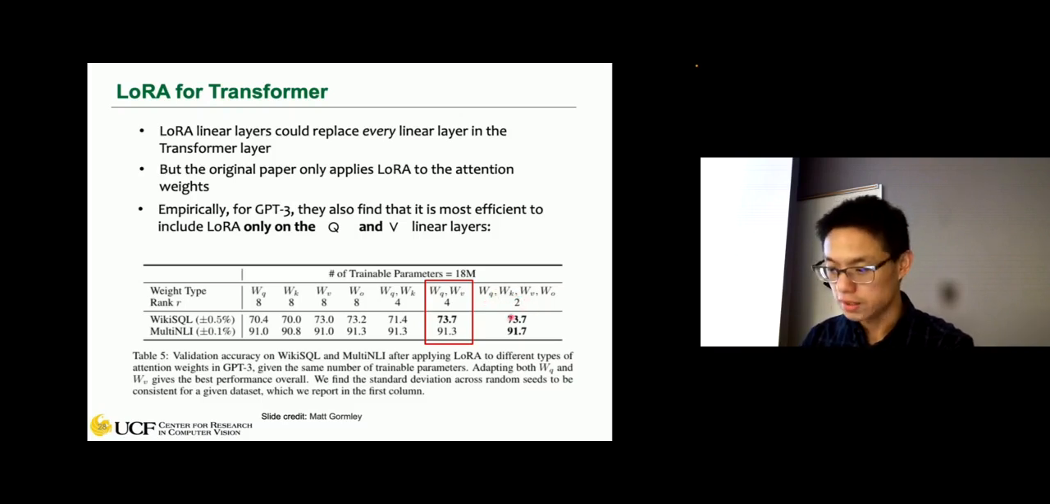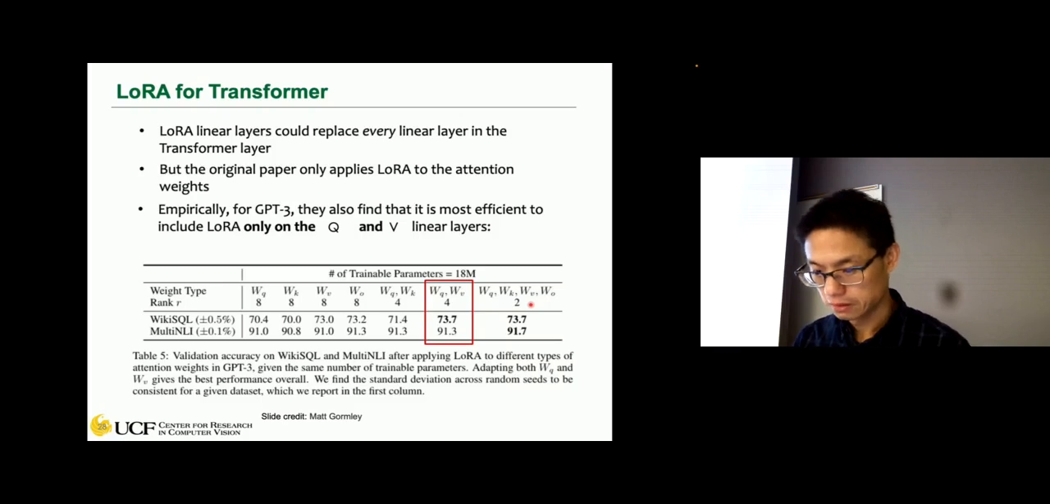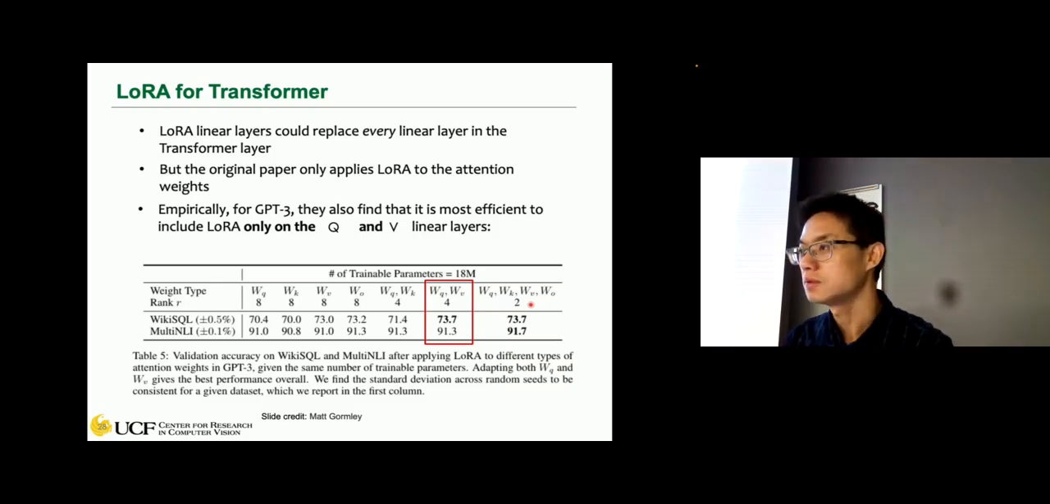So here is one question: why will the rank reduce to 2 if I want to apply to different matrices? Anyone?